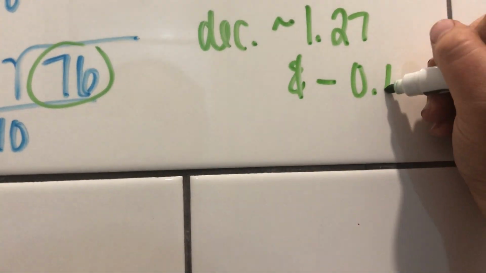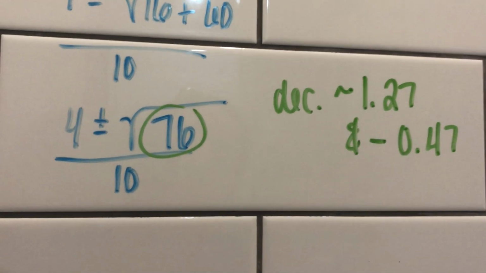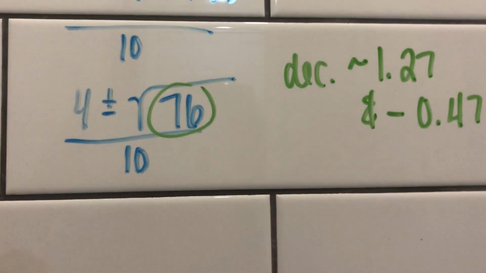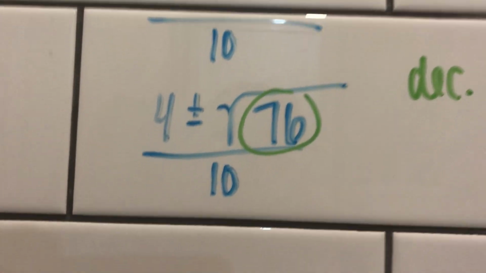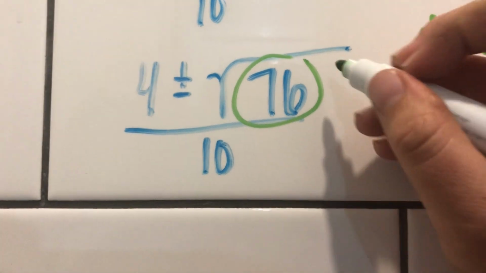And -0.47. So that would be in decimal form. I rounded to the nearest hundredth. And now if it wants it in simplified radical form, that's where I need to go and do what we did before. I need to go ahead and simplify the square root of 76.